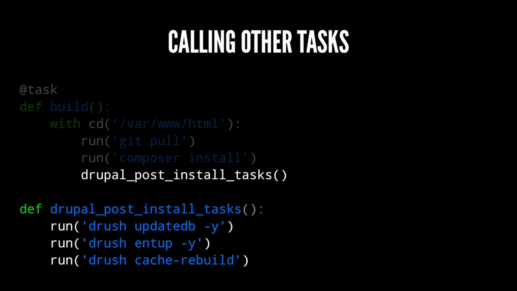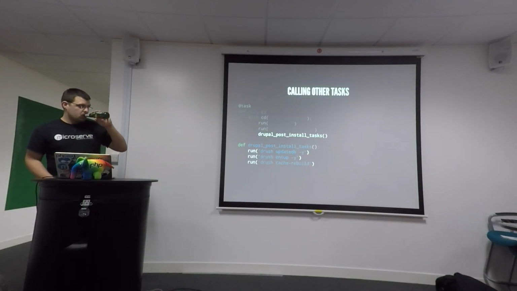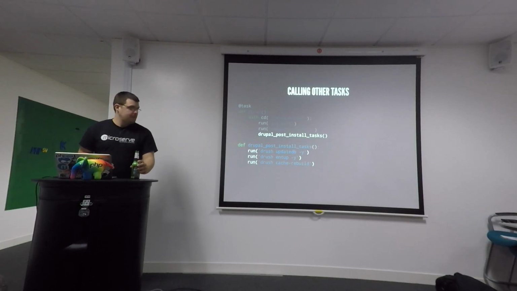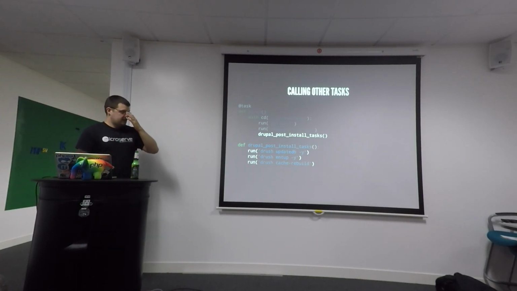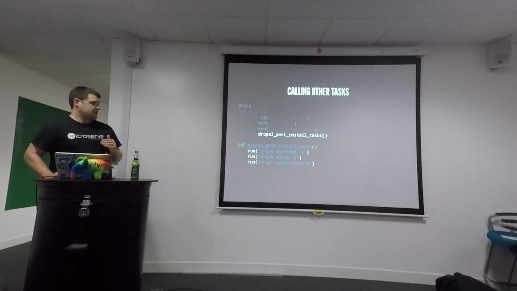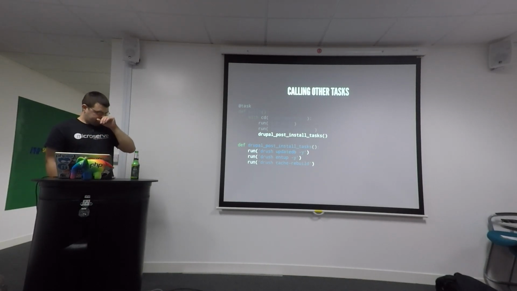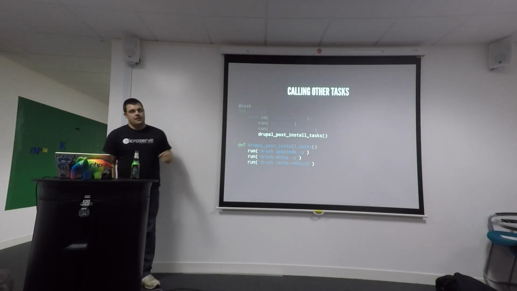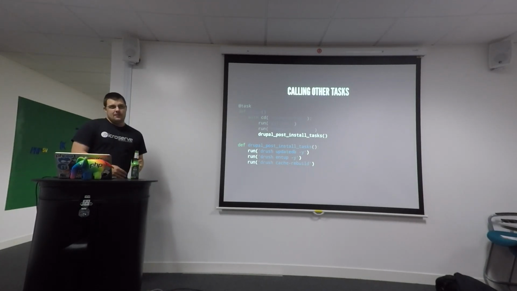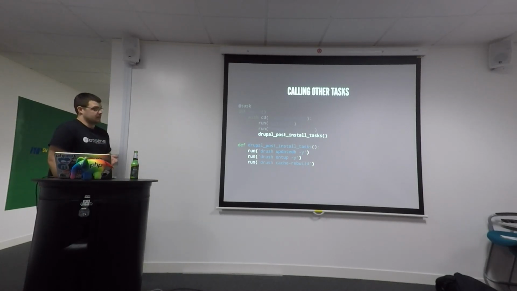And tasks can call other tasks, which I quite like because it keeps things nice and clean. Maybe my build task does stuff, and then I have another task called post install tasks, which is going to do things like run my database updates, run my entity definition updates, and rebuild my cache. You'll see at the top here, we've got one that says @task, and if you don't include that, everything is public, and you can run them all by name, which we'll see in a minute.